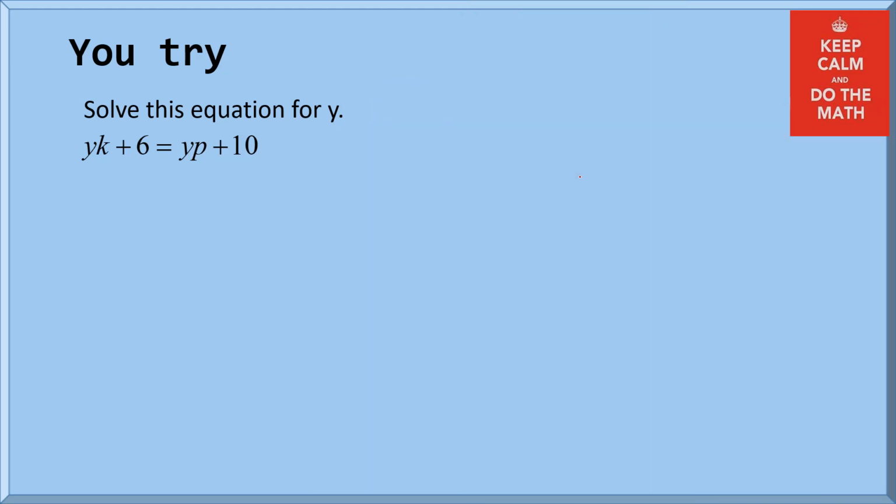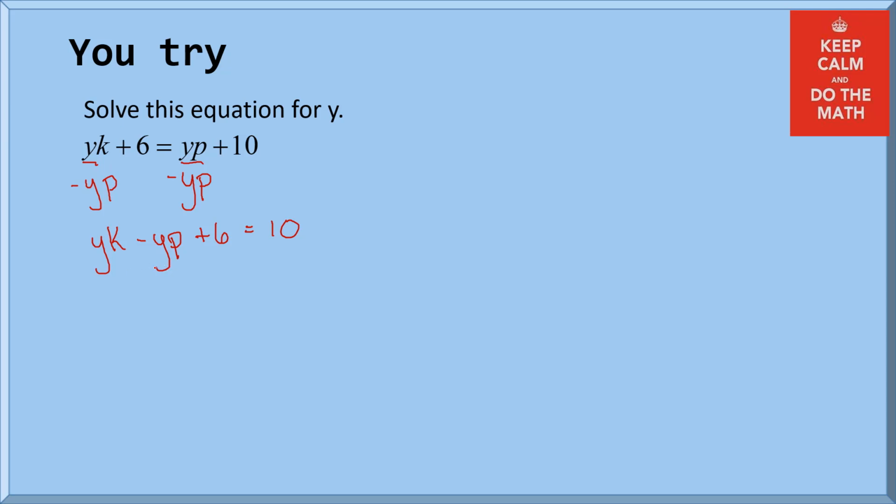So to solve this one for y, I see that the y is showing up twice in my equation. So I'm going to need to get them both over to one side. So on this side, I'm going to subtract yp. And so now both my y terms are on the left. So I have yk minus the product yp plus 6 equals 10.